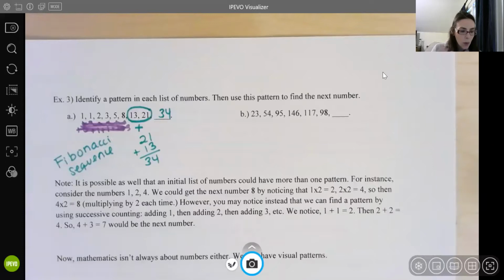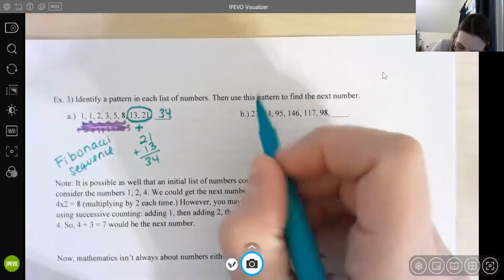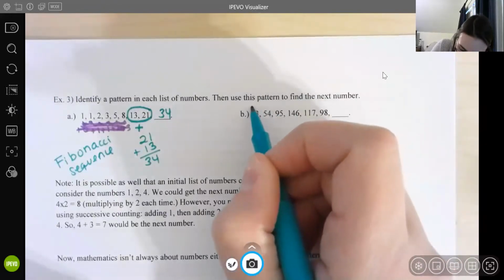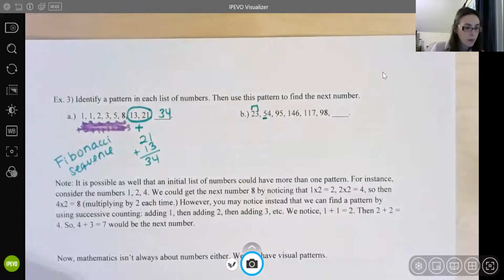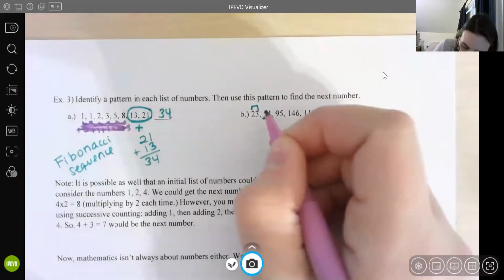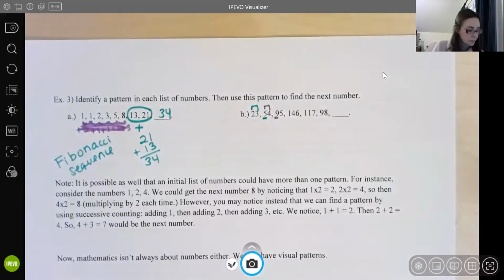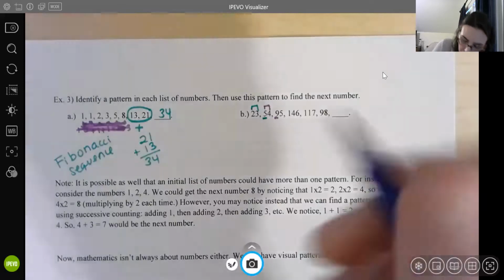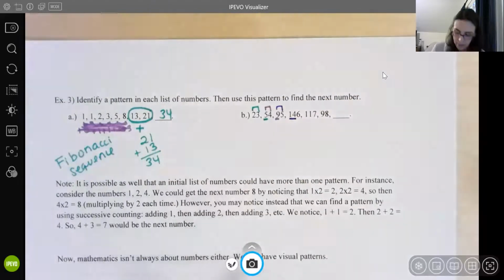So what I want you to notice is there's 2 patterns actually going on here. So the first is with the first digit. So notice here, if I did 2 plus 3, I get 5. And then notice if I do 5 plus 4, I get 9. And then if I do 9 plus 5, I get 14.